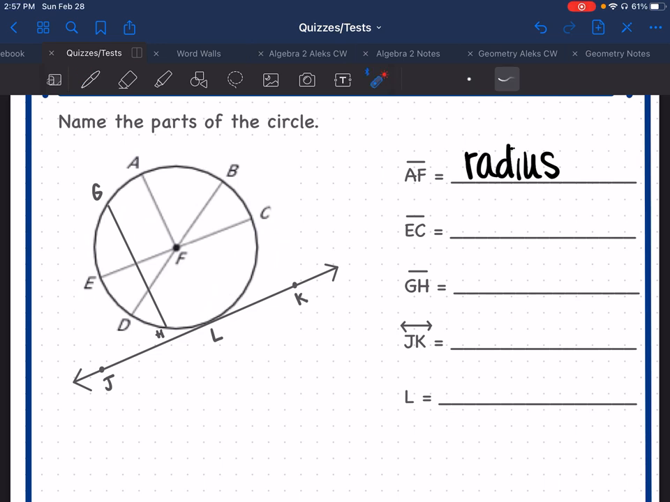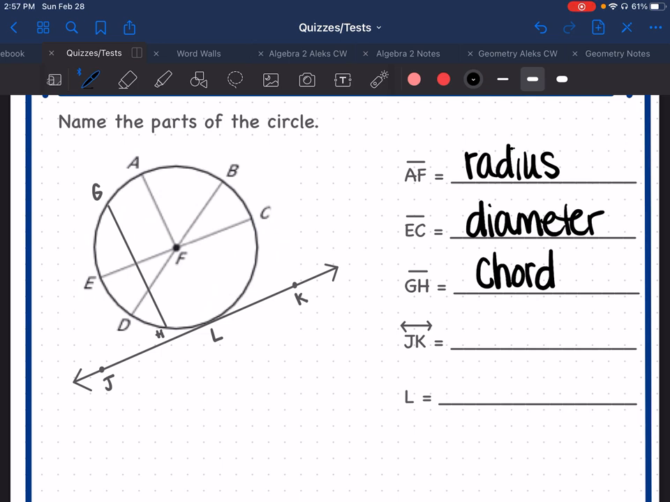EC. Let's find EC. There it is. EC goes from one end of the circle to the other, right through my center of F. So this is my diameter. GH. There's GH. GH looks like it could be a radius or it could be a diameter, but notice it's not going through the center. So this is what is called a chord.